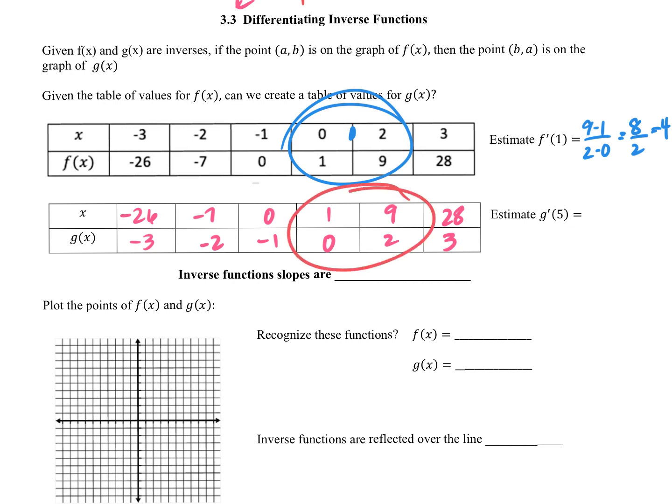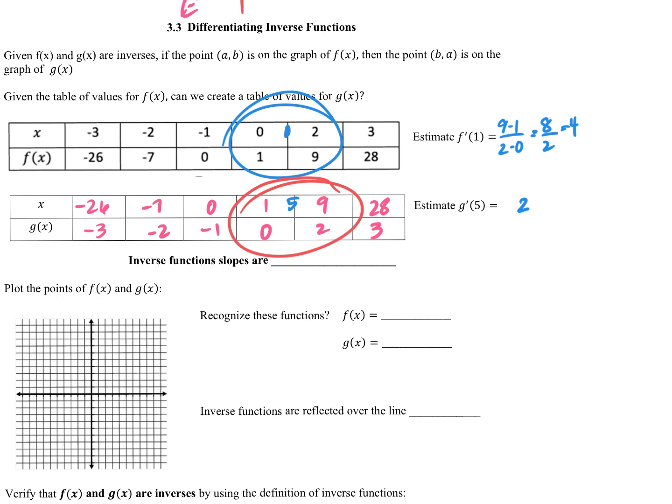What if I ask for the derivative of the inverse when x is 5? Do you guys agree 5 is between my 1 and my 9? What would be the change in y over change in x over there? 2 over 8. Final answer? 2/8 is 1/4. What do we notice about these guys? They're reciprocals, aren't they?